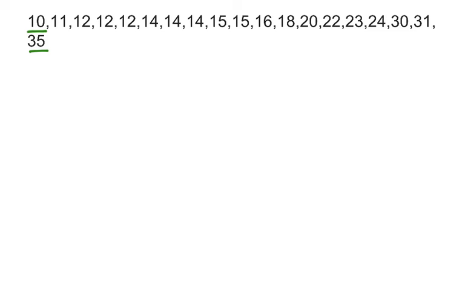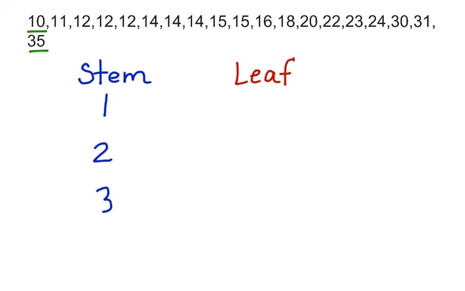Well, first, we're going to need two columns. We're going to need a stem column and a leaf column. The stem column is the digits of the largest place. So here we have 10s, 20s, and 30s. So we're going to list the stem 1, 2, and 3 to represent the 10s, the 20s, and the 30s.